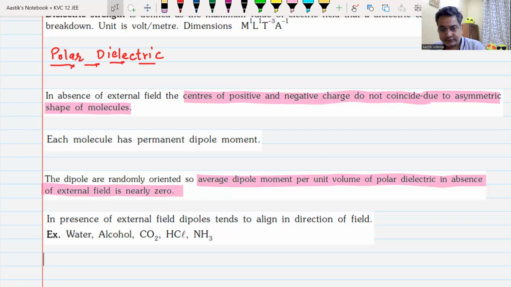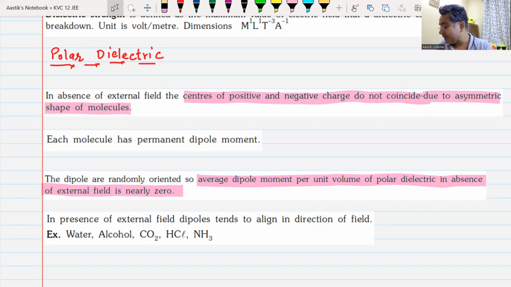Noting down, sir? Shall I give you time or shall I move ahead? Life has to move on. Okay, I'll give you 2 minutes. Note it down. So these were polar dielectrics.